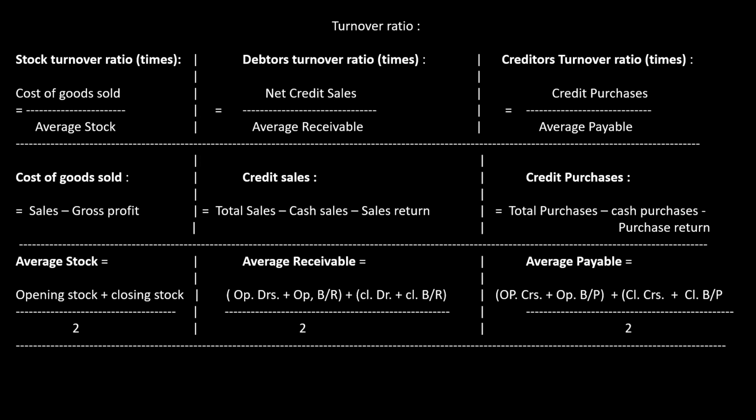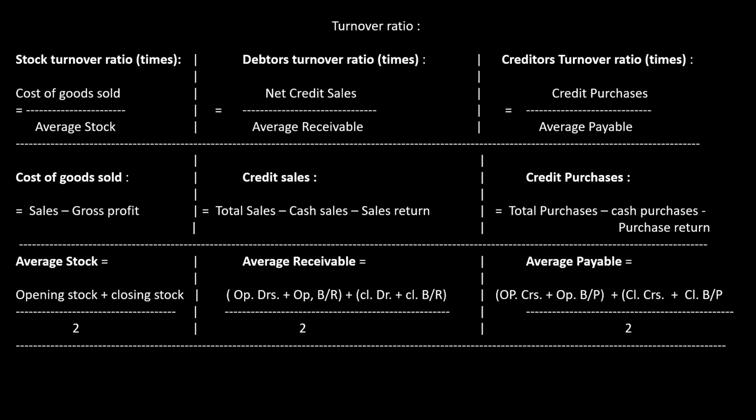The second formula, for debtors turnover ratio, is net credit sales by average receivable. The third formula, for creditors turnover ratio, is credit purchases by average payable. From the three formulas, one thing is common, the denominator. For everything you divide by average. The first one you divide by average stock, the second one average receivable. Since it is debtors, you divide by average receivable. If it's creditors, it is average payable.